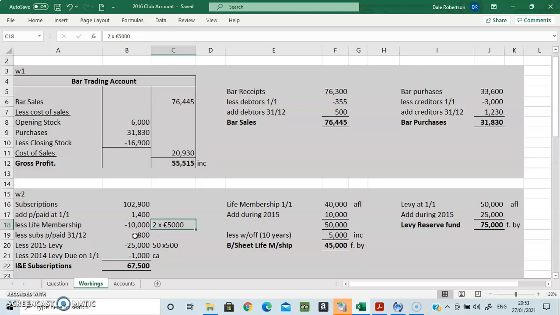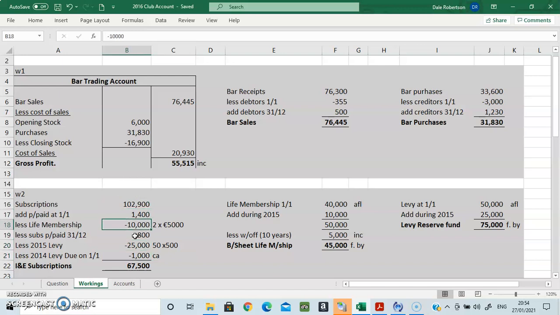Then we have subscriptions prepaid at the end of 800. It says subscriptions for the year 2016, which is next year. And then it says subscriptions also include a levy for this year of 50 euro on all 500 members, which is 25,000. We need to take that out because it should not be in subscriptions. We also take out the 20 people who didn't pay last year's levy. That's a levy due at the end of the year, and that's a current asset, an income due.